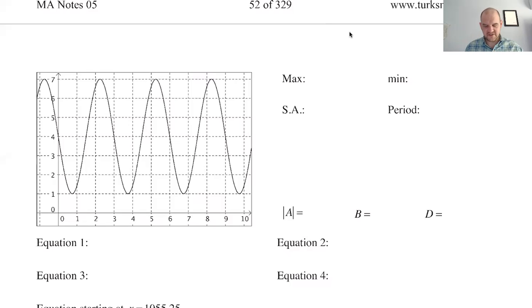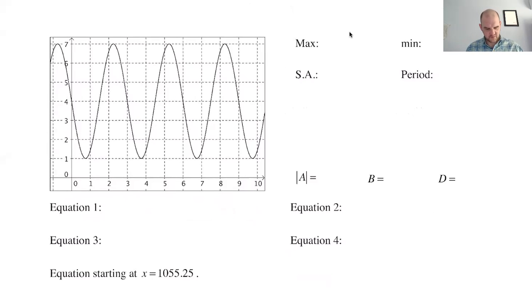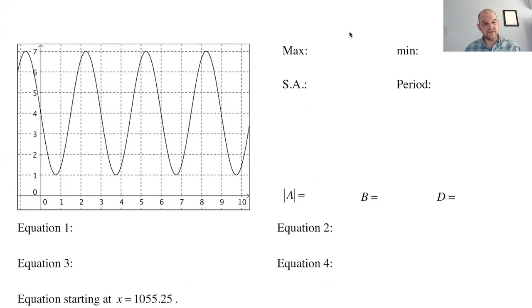All right, we're back. This is page 53 of math analysis, and we are trying to write equations for trig functions given their graph. This is a sinusoid. It's not necessarily sine or cosine. It's just a sinusoid, and it depends on where we decide to start. So I'm going to try to get the information that I need.